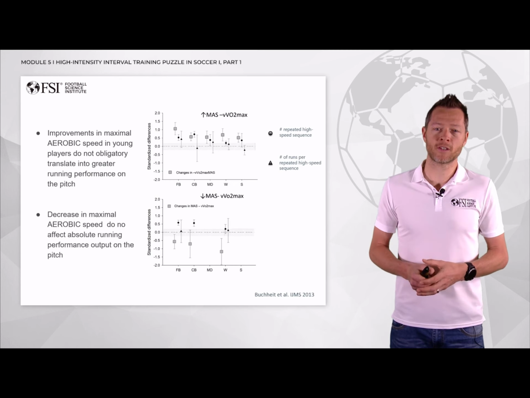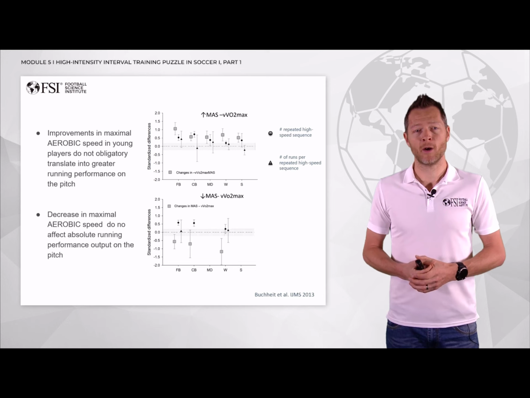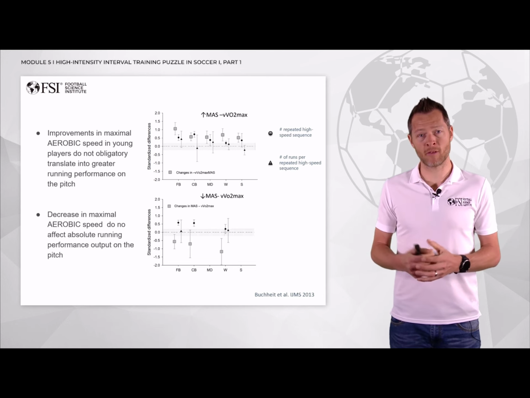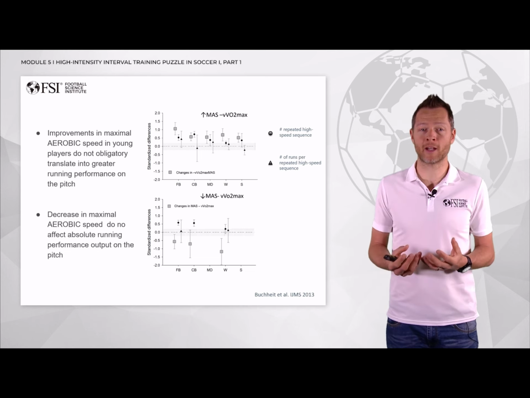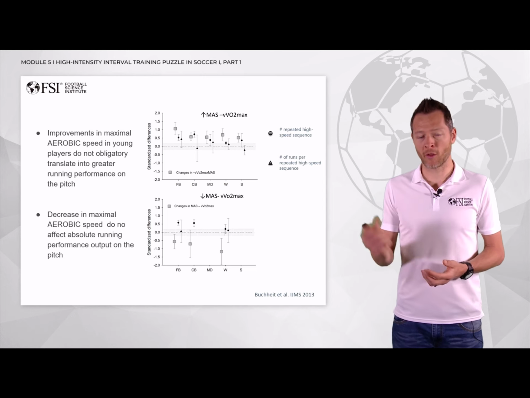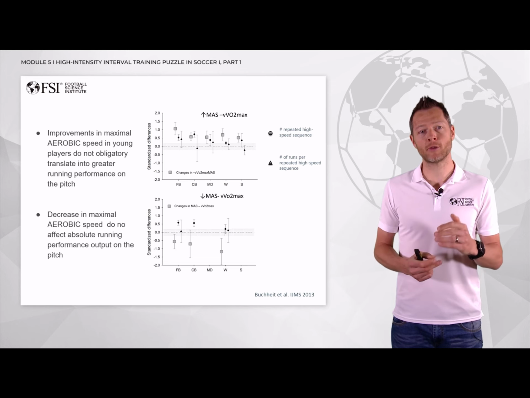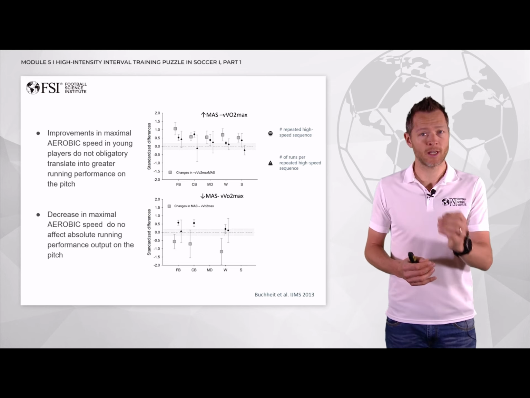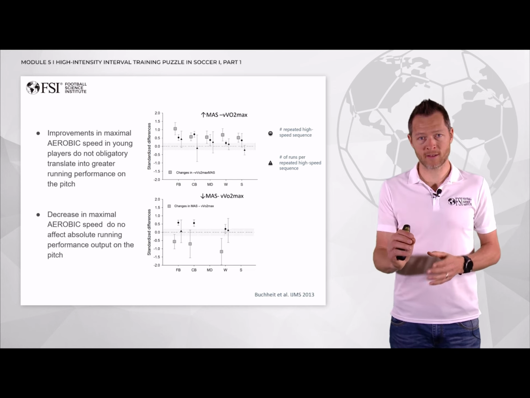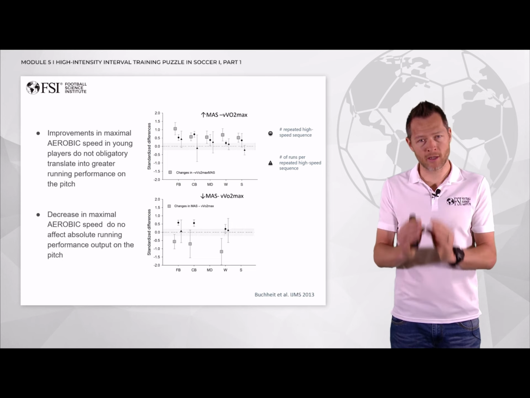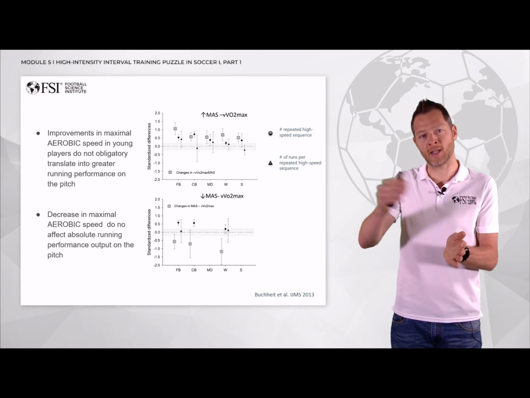To go a bit further into this example, these are data that we collected a while ago now in the Aspire Academy, where we looked at the effect of improvement in fitness over the year and how this improvement in fitness would relate to match running performance in those kids. On the upper graph, you see the squares representing the magnitude of the improvement in maximal aerobic speed in some key positions. We selected on purpose for that only the players who showed a clear improvement in maximal aerobic speed, or VVO2 max, between the start and the end of the season.